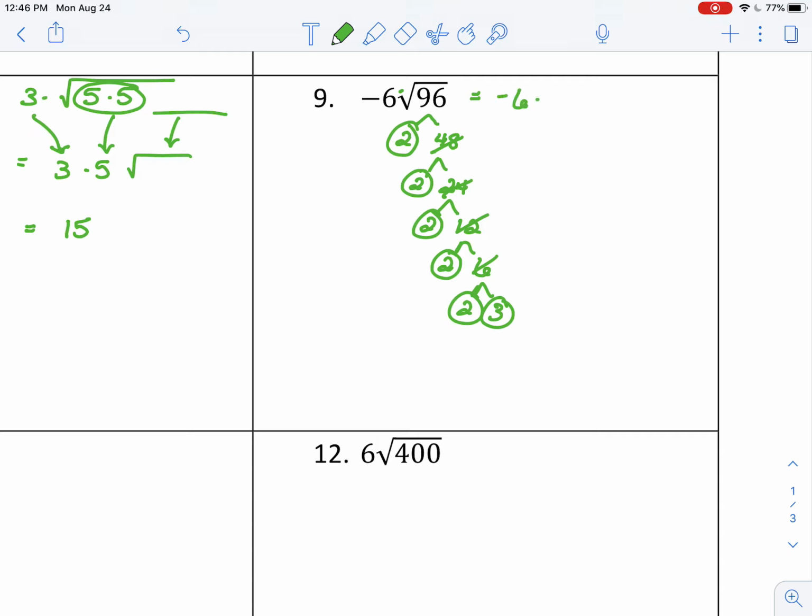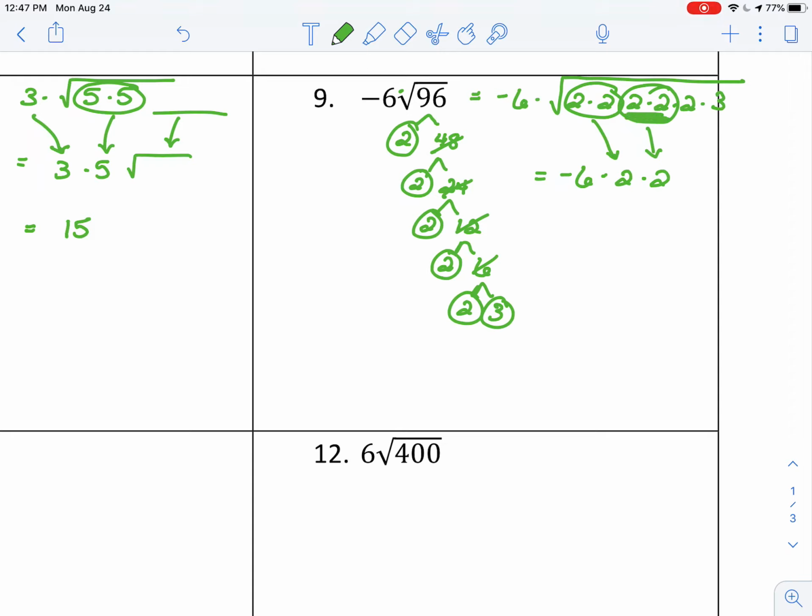Outside the radical is a negative 6. Inside the radical are 1, 2, 3, 4, 5 2's. And then there was also a single 3. Pairs make perfect squares. I see a pair of 2's here, a pair of 2's here. So outside the radical, not only is there the negative 6 that was already there, but this 2 comes outside the radical. This 2 comes outside the radical.